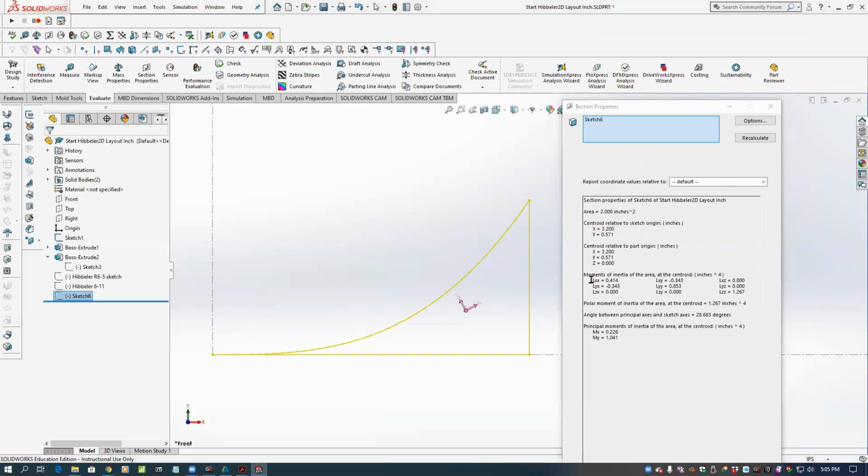And then the area moment of inertia with respect to the centroidal axis, 0.414 inches to the fourth. With respect to the y centroidal axis, in other words, this vertical axis passing right through the centroid, that's the area moment of inertia about that centroidal axis. And there's the moment of inertia about the z, is the axis coming straight out at us from that point right there.